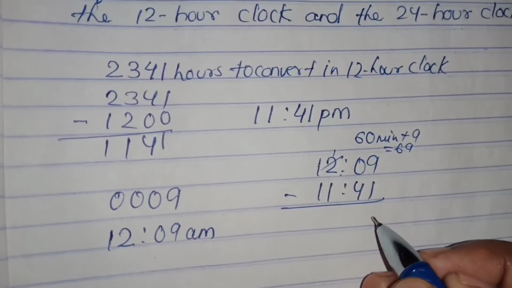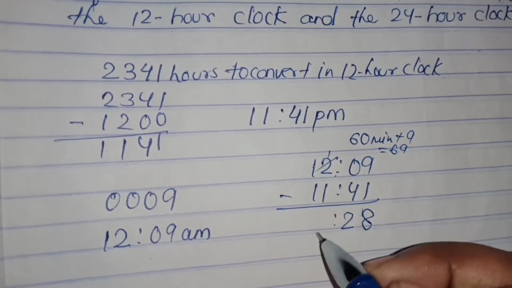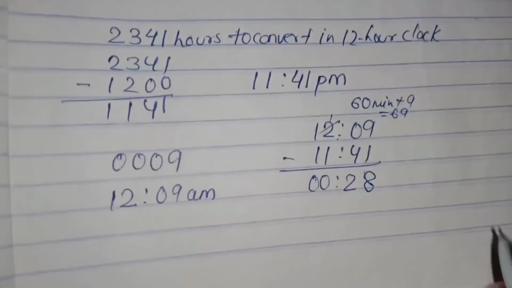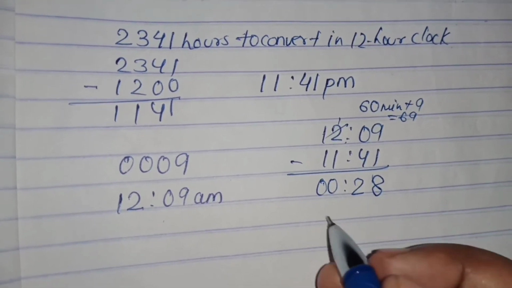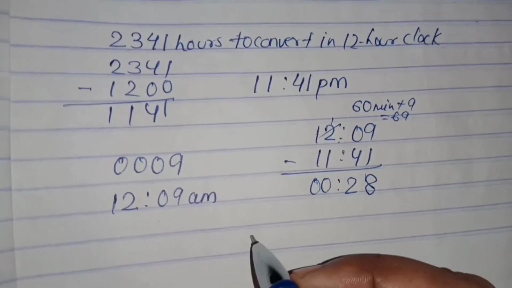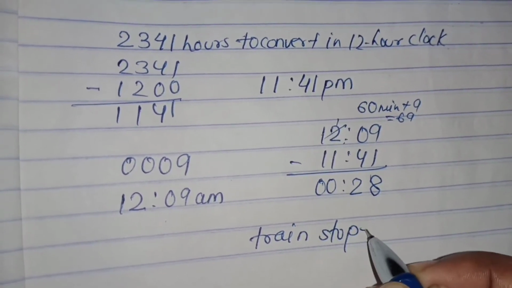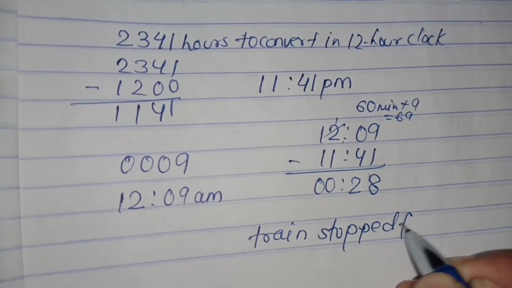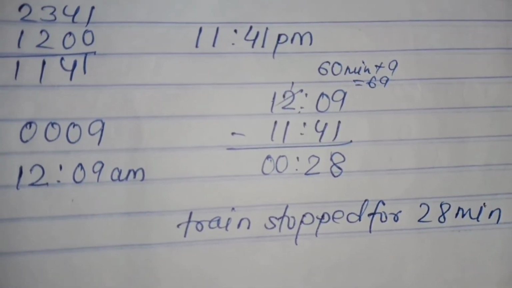So 9 minus 1 is 8. 6 minus 4 is 2. And this one is 00 only. So how many minutes? This one is hour, it is 00. So how long did the train stop? The train stopped for 28 minutes. Okay, the train stopped for 28 minutes.